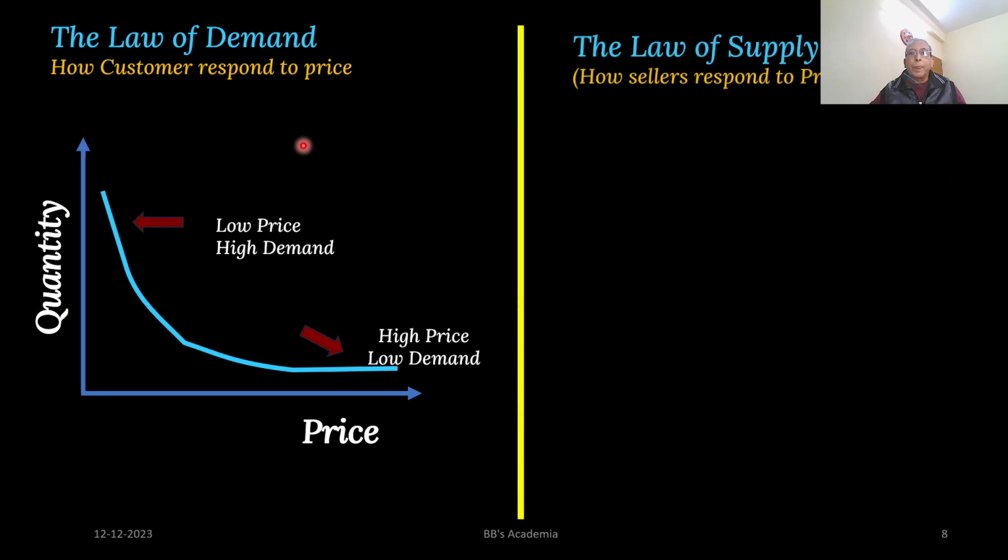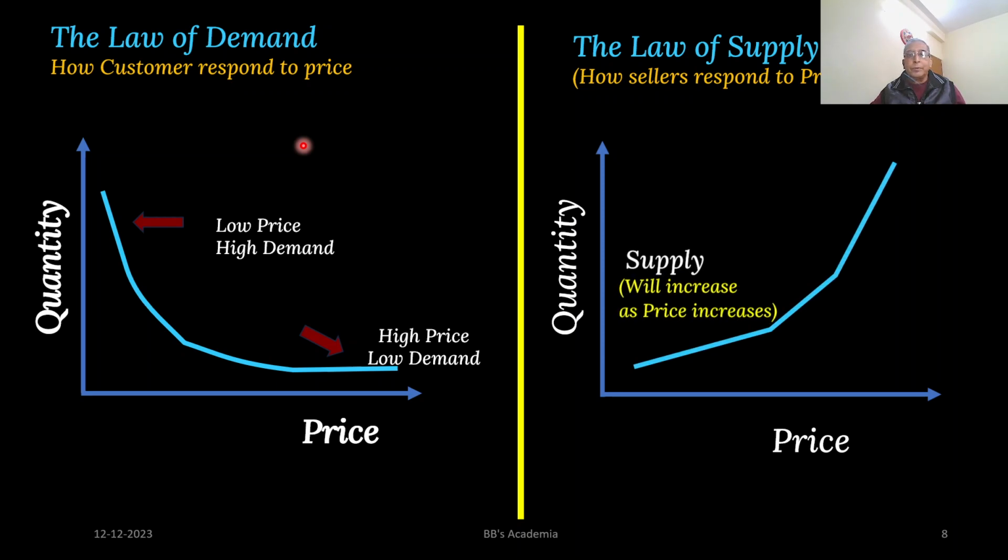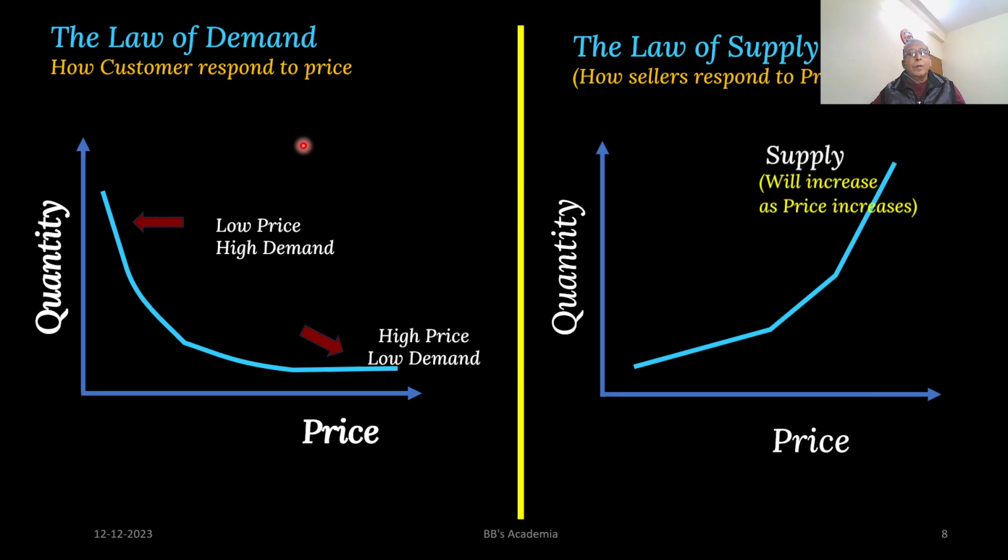Other concept, the law of supply from seller's point of view. In case of seller's point of view, we represent again two axes out here. One is price along the x-axis, and along the y-axis it is quantity. And you'll see how the seller's response will change. Supply will increase as price increases. This you have noticed already in your life.